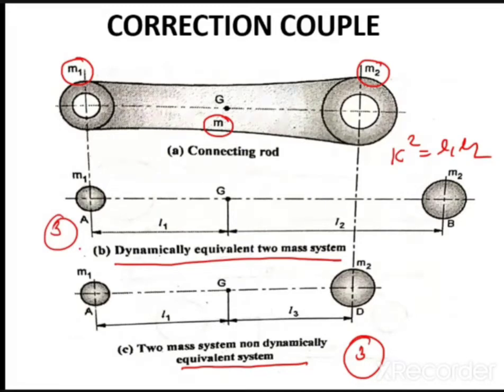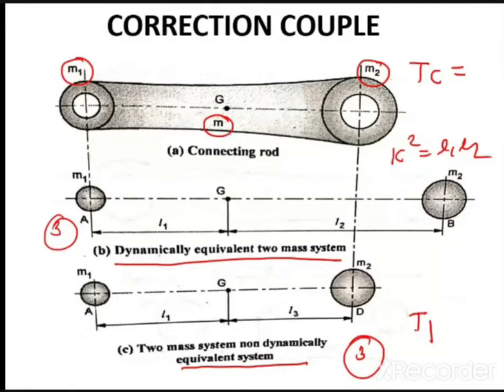Now you might get confused about why I am considering a non-dynamically equivalent system. It is because I have to calculate the correction couple, and unless you consider a non-dynamically equivalent system, you cannot calculate it, because the correction couple is nothing but the difference. Let us say the correction couple is the torque Tc, and the torque required to accelerate this non-dynamically equivalent system is T1. I am repeating my words.